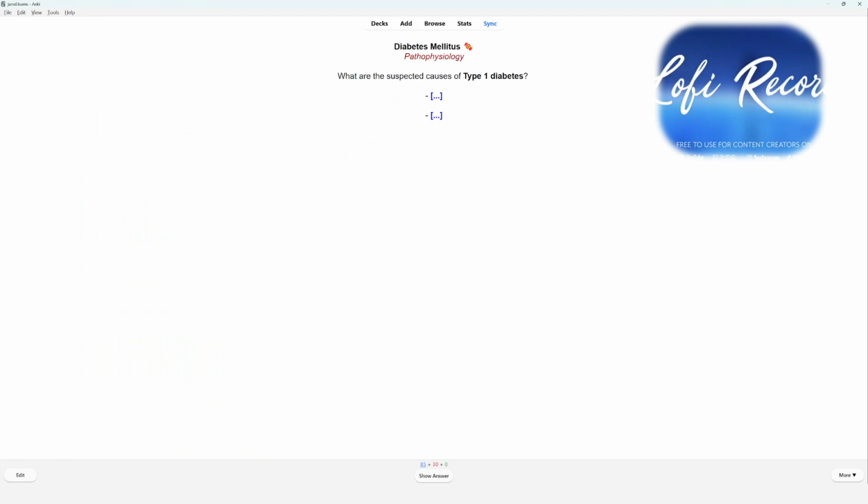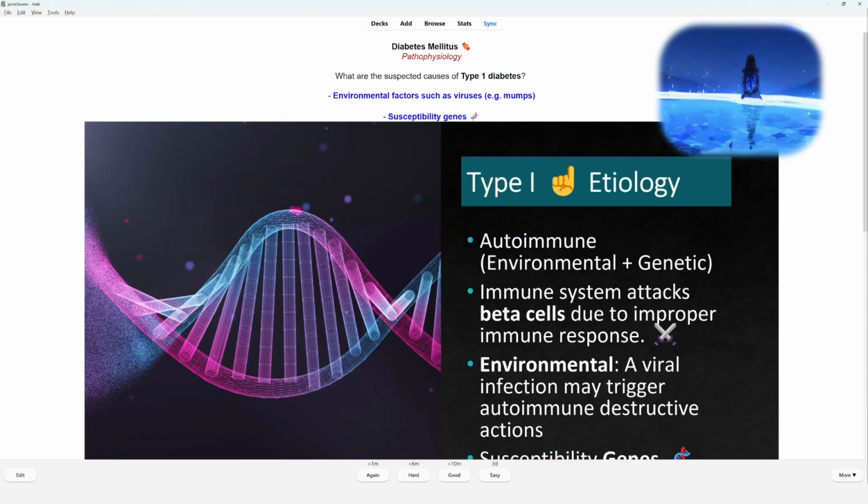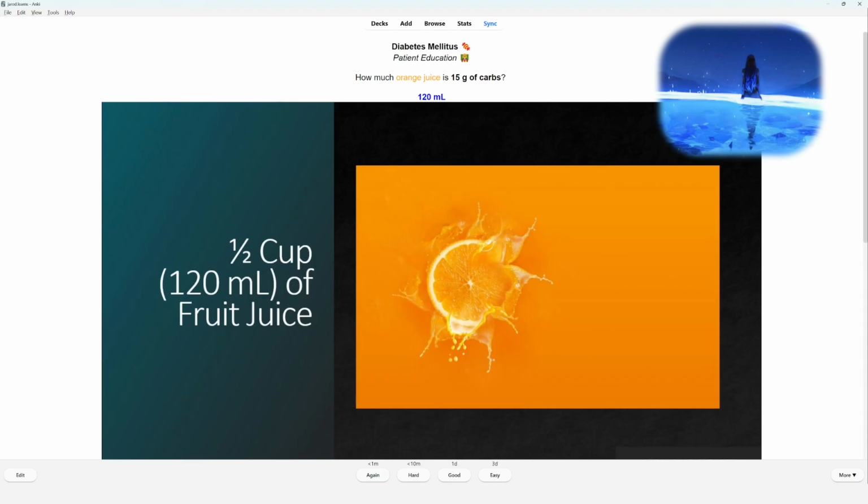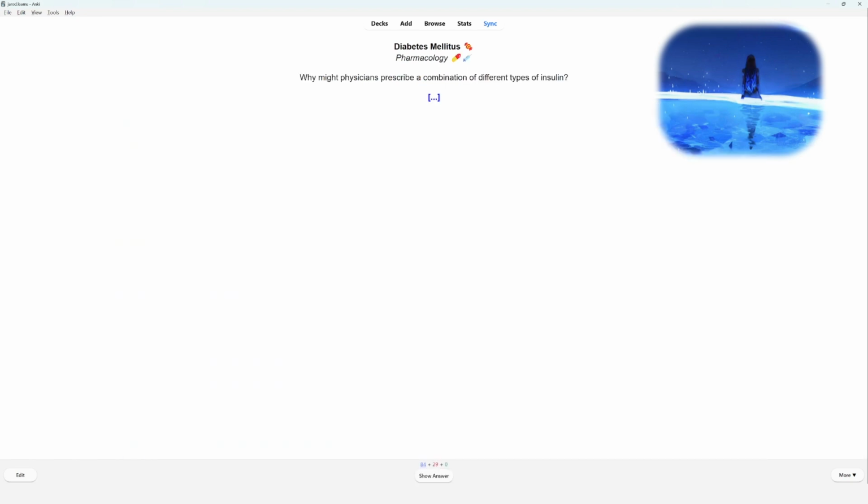What are the suspected causes of type 1? Genetic factors, and then obviously there's some talk about viruses such as mumps. Susceptibility genes, environmental factors. Such as 4 ounces of orange juice, which is 120 mils.